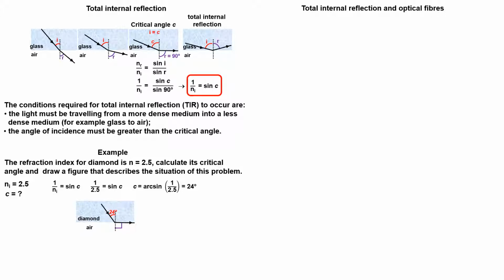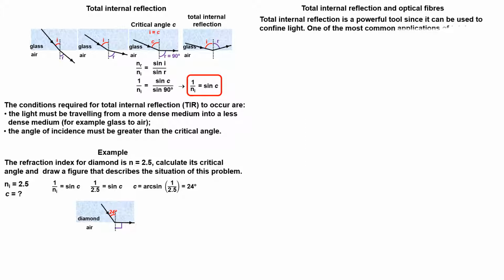Total internal reflection in optical fibers. Total internal reflection is a powerful tool since it can be used to confine light. One of the most common applications of total internal reflection is in fiber optics.